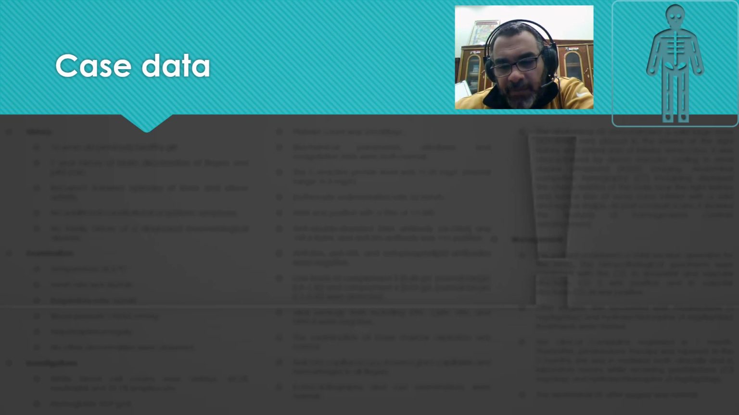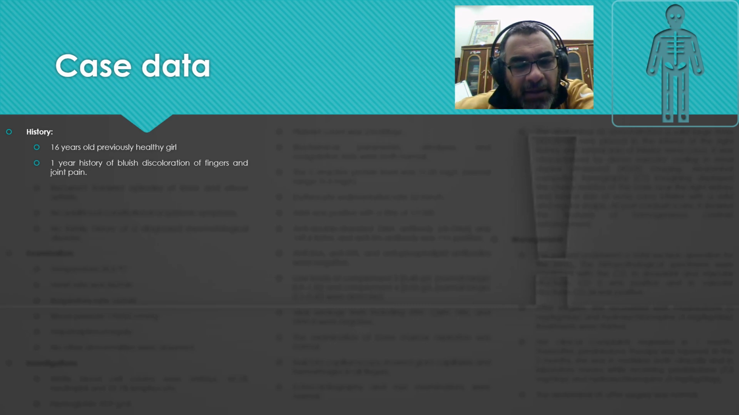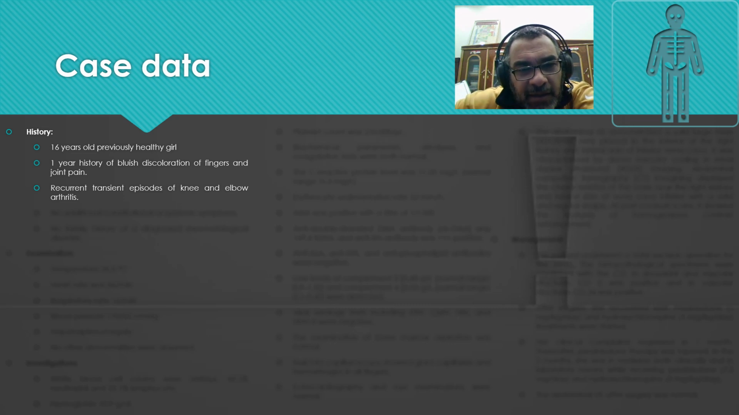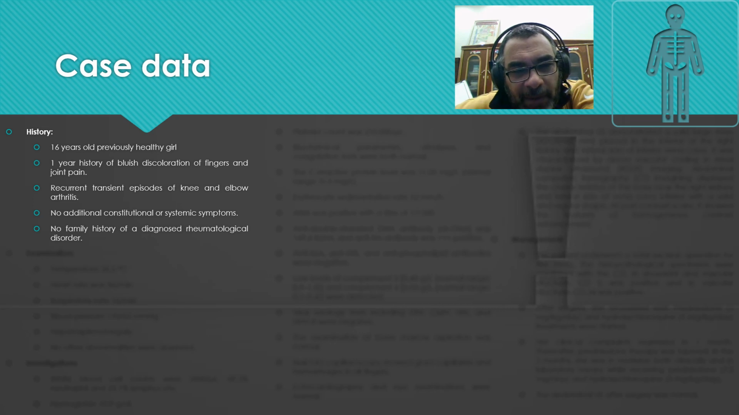Case data: a 16-year-old, previously healthy girl, complaining of a 1-year history of bluish discoloration of the fingers and joint pain, accompanied with recurrent transient episodes of knee and elbow arthritis. No additional constitutional or systemic symptoms. No family history of a diagnosed rheumatological disorder.